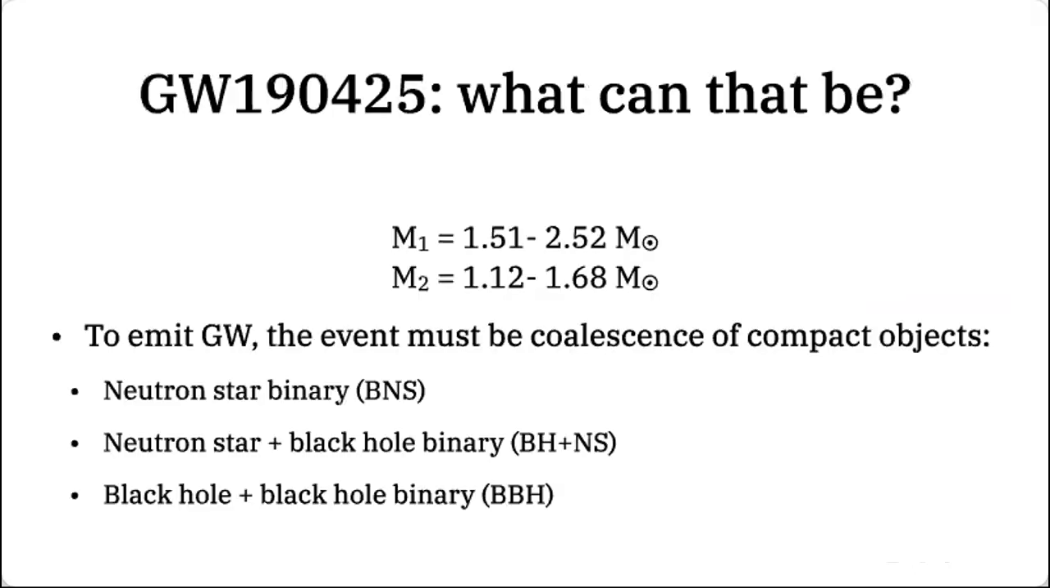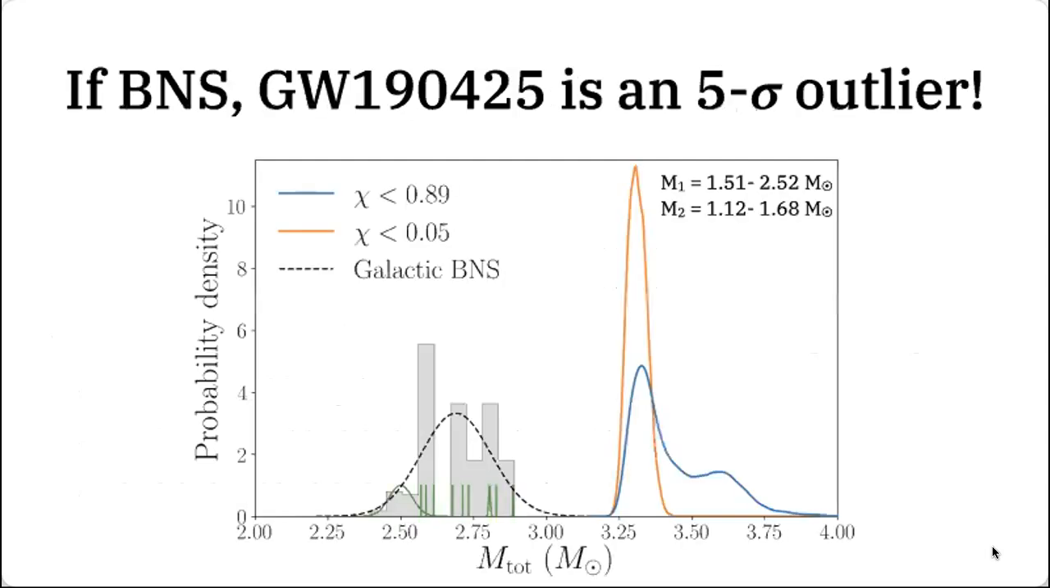The mass range is between 1.5 to 2 solar mass and 1.1 to 1.6 solar mass. And this can be a neutron star, or neutron star-black hole, or black hole. The official statement in the LVK collaboration is that this object is a neutron star binary. But just to trigger an interesting discussion, if this were a neutron star binary, this is quite an oddball, right?